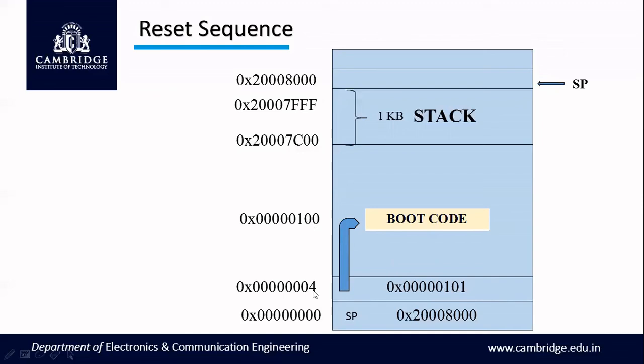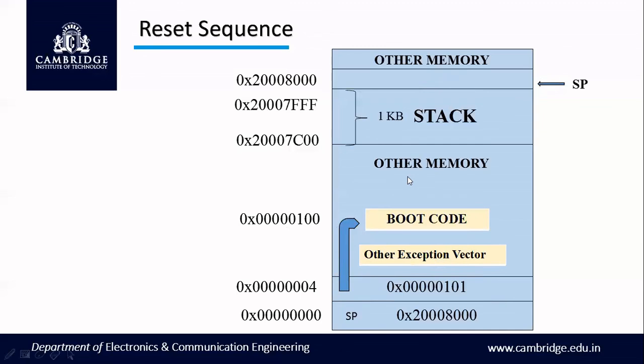So from the second location, you get the address of the reset vector, you move to that location and you execute the boot code, right? After this, in the other locations in the memory, the initial 1 KB is meant for the exceptions and interrupts, which is nothing but the vector table. You have the other exceptions in these locations, and the rest of the memory is used for storage of other types of data. So this would be the reset sequence for Cortex M3 processors.